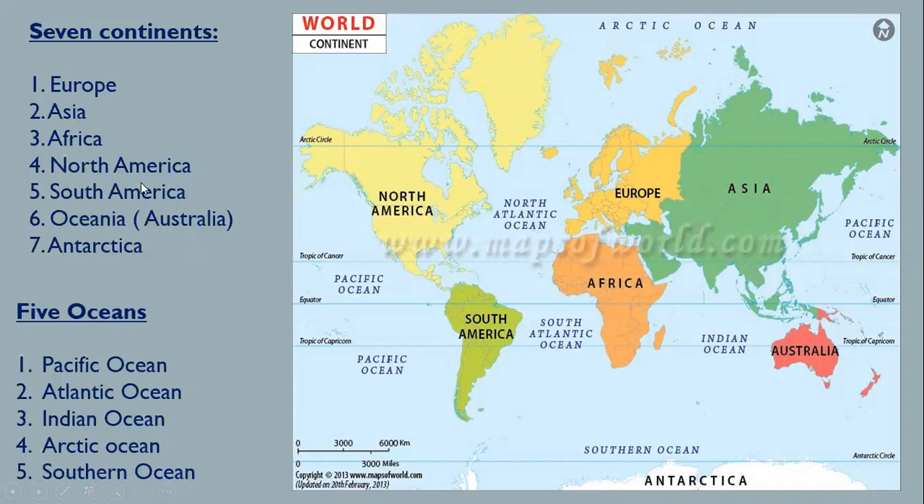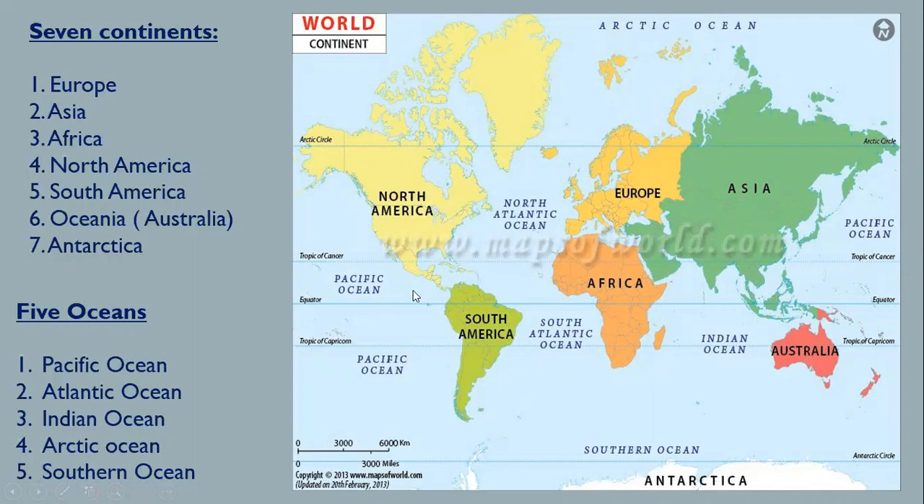Then we have North America. This yellow part is North America. Then South America. This light green is South America. And the 6th one is Oceania or Australia. It is the smallest continent. Then we have Antarctica. Antarctica is full of ice. It's too cold there in Antarctica.